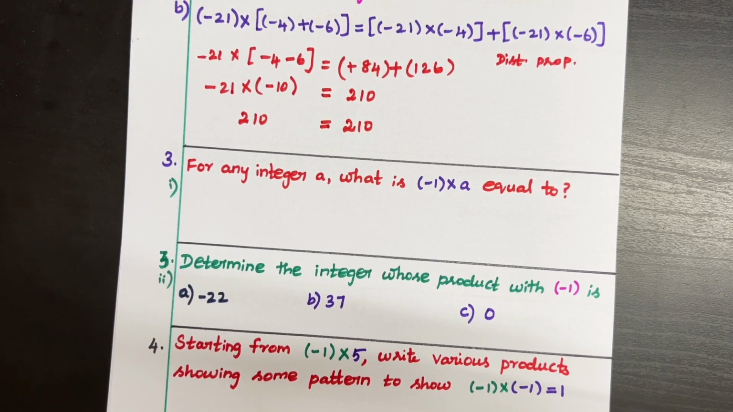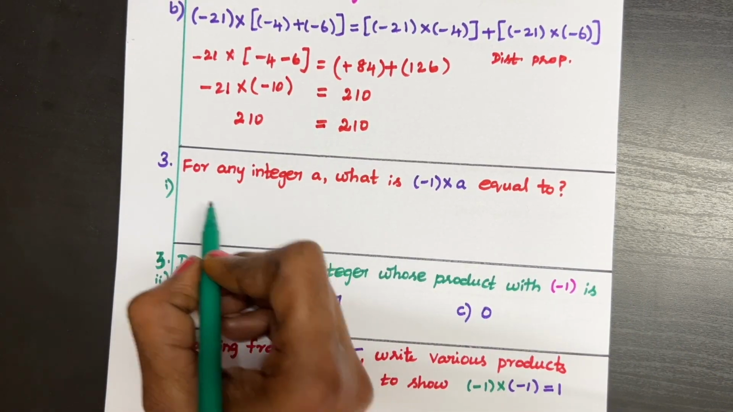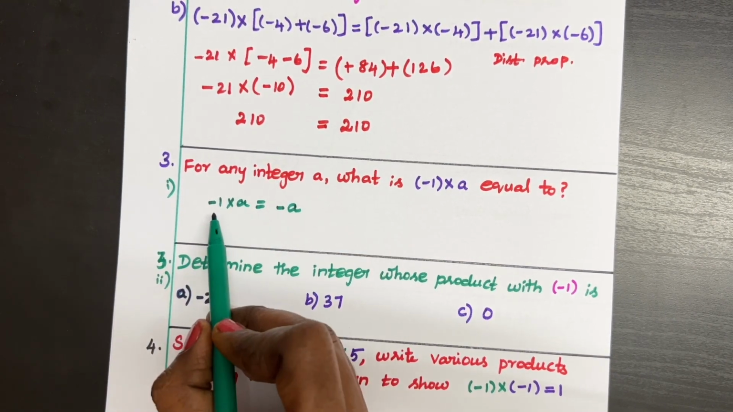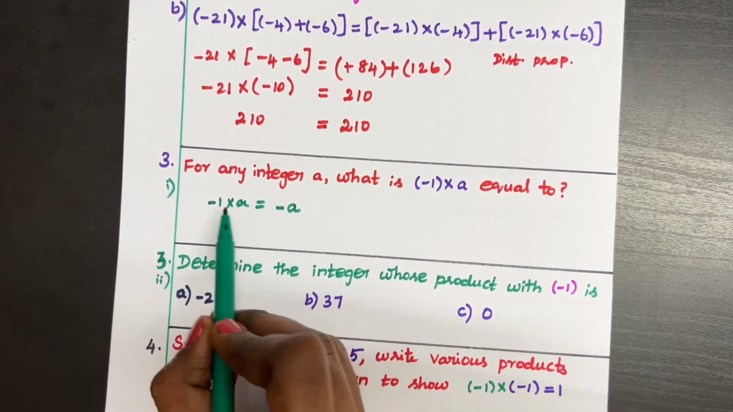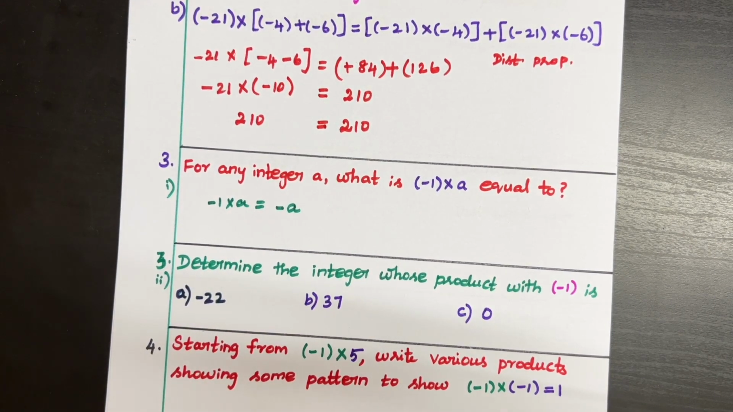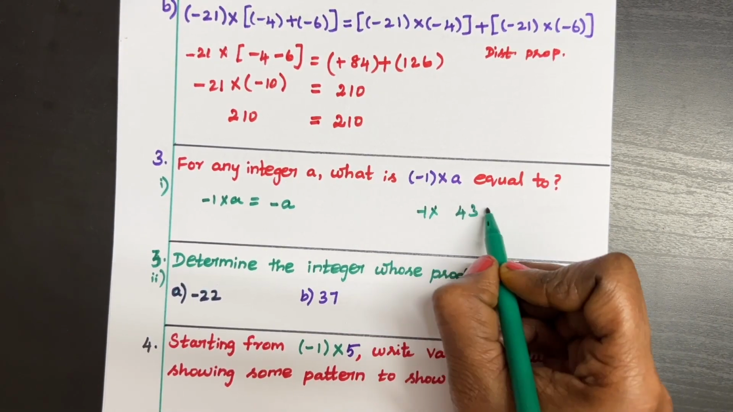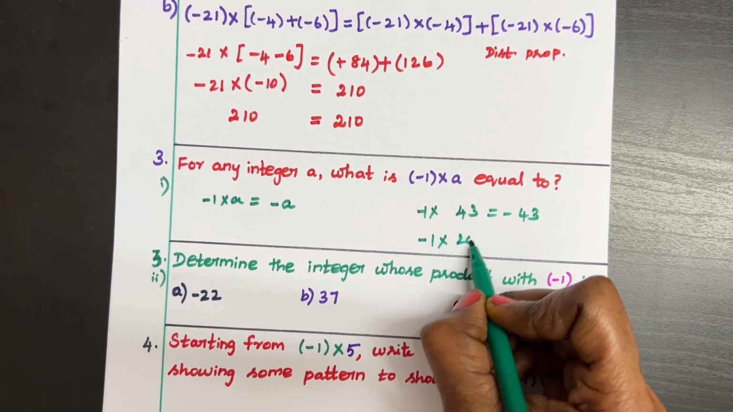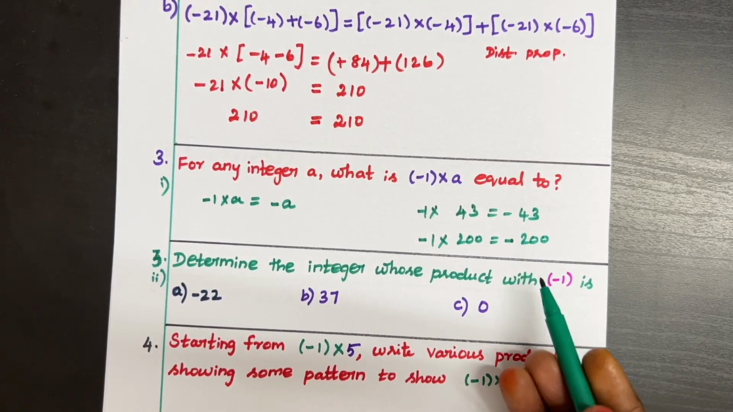Now third question. For any integer a, what is minus 1 into a equal to? If you take any integer a, minus 1 into a is equal to minus a. If you multiply with 1, it will give you the same number alone. So minus 1 into a is equal to minus a. That's all. For example, minus 1 into 43 gives you minus 43. Similarly, whatever number you take, into 200 is equal to minus 200. So negative 1 into any integer gives you the negative of that number.